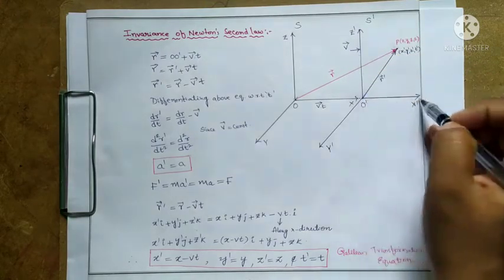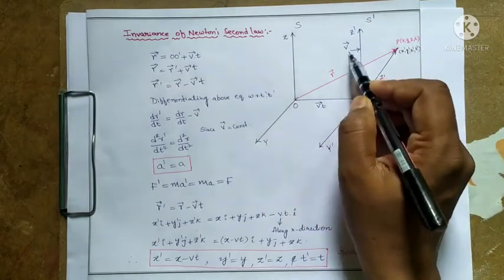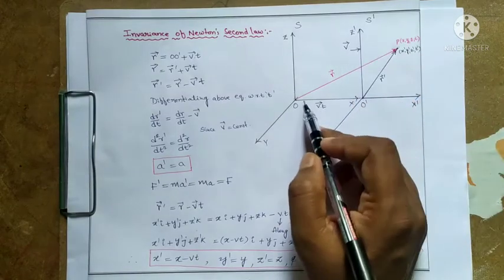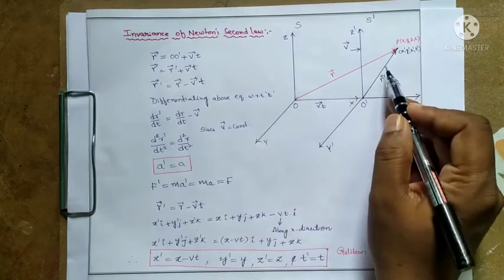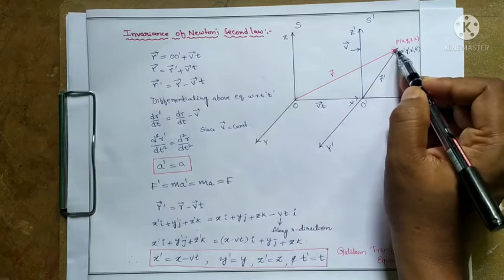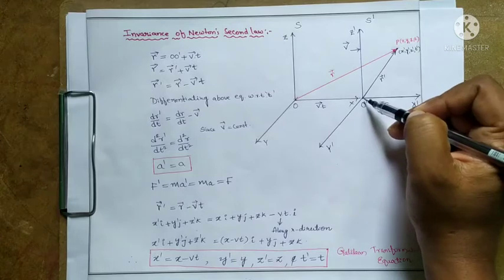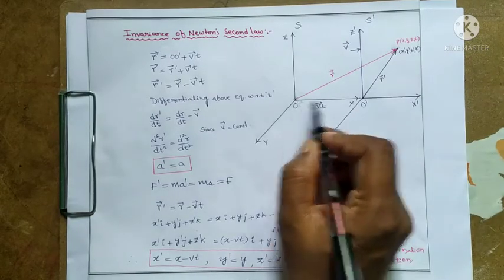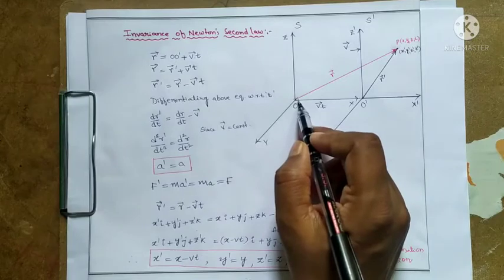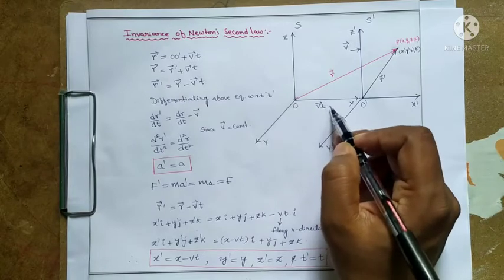Here the vehicle is moving. The frame of reference attached to that vehicle is also moving with constant velocity v. Therefore, the distance traveled in a time t is vt. This is the position vector which joins the event with respect to the fixed frame of reference, and this is the position vector which joins the event with respect to the moving frame of reference. This is the distance traveled by the moving frame from the initial position after time t, a distance of vt.